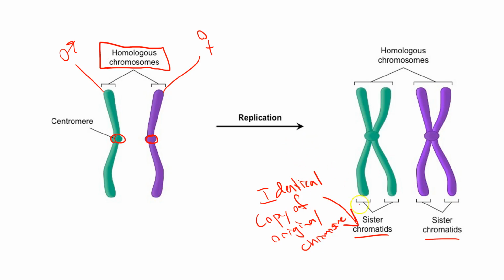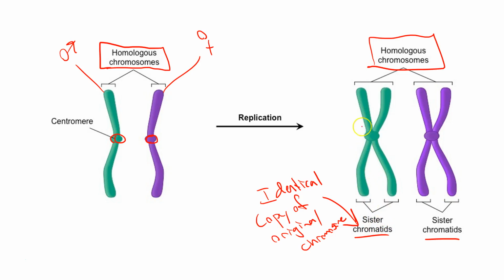Okay, so this is where something can get a little confusing. Homologous chromosomes are not identical. One came from mom, one came from dad. They have the same genes, but different alleles on those genes. So there's going to be different DNA sequences. Sister chromatids, however, are exact copies of the original chromosome. So sister chromatids are identical.